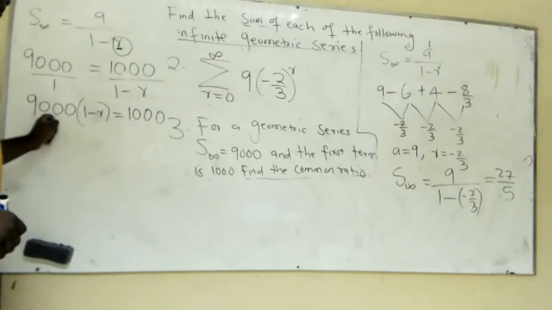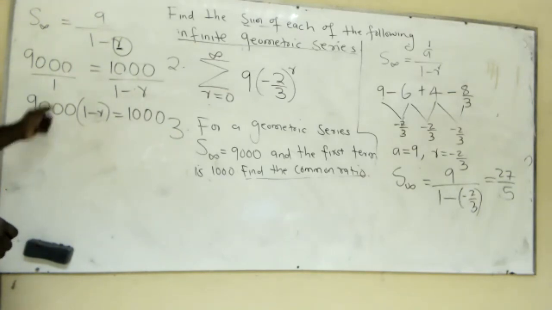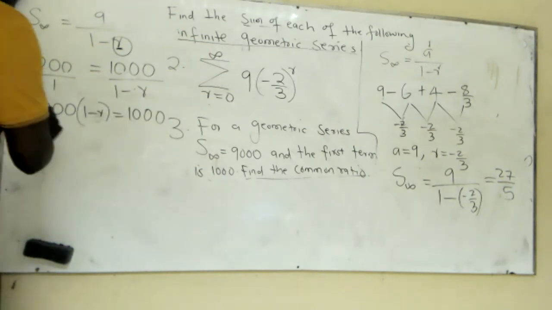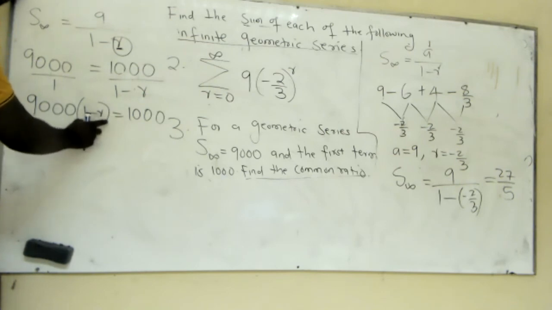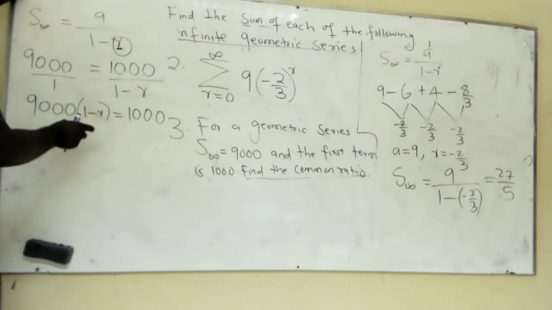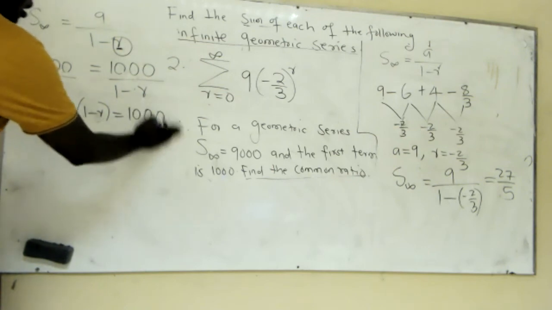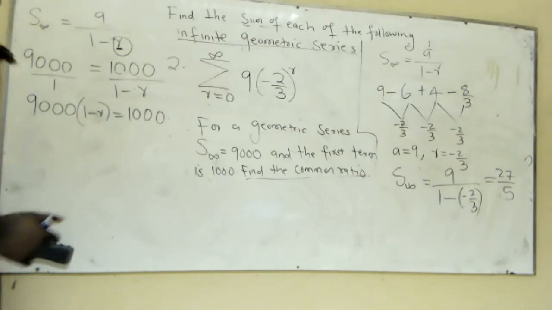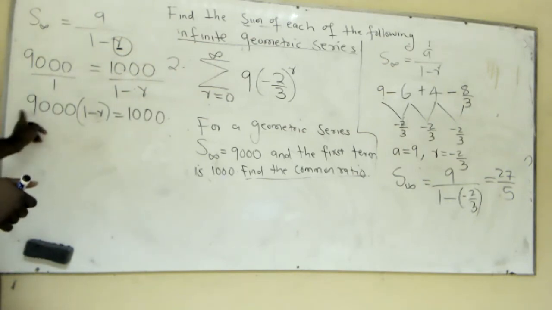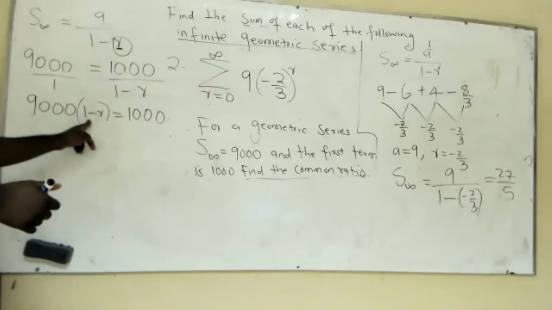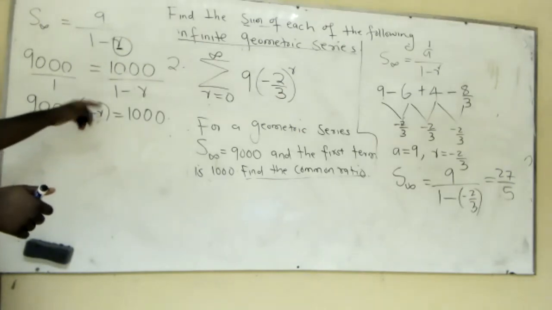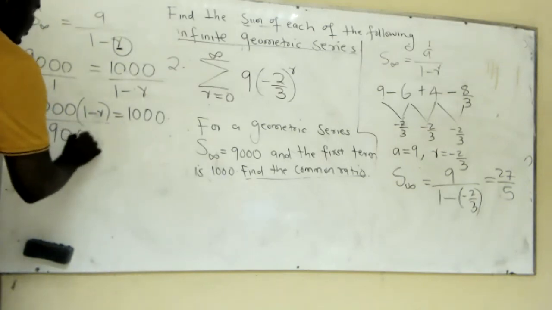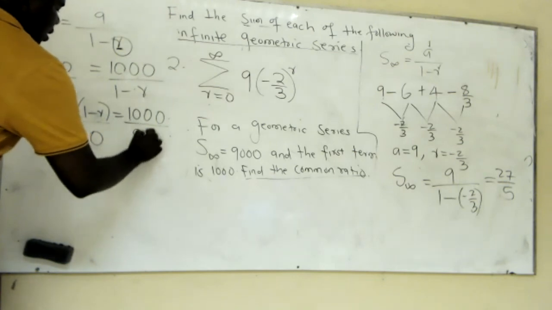Then from here, there are different approaches again. The simple approach would be dividing both sides by 9,000, because you can see this is inside the brackets, so it's two terms multiplying each other. Therefore, you are at liberty to divide both sides by 9,000. But if you don't like to divide by 9,000, you can decide to multiply every term inside the brackets by 9,000 and then make R the subject from there. Let me take the simple approach, which is to divide both sides by 9,000.